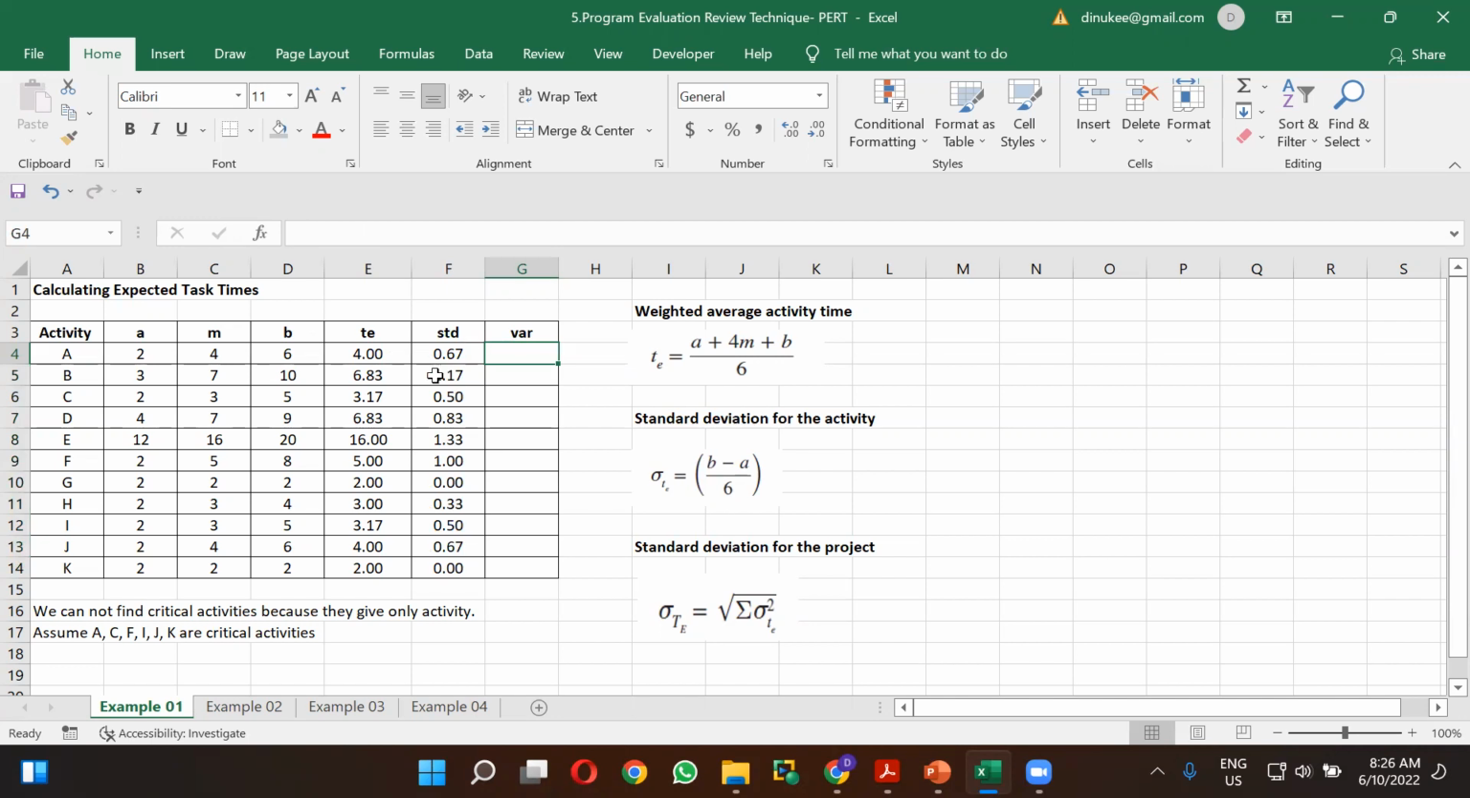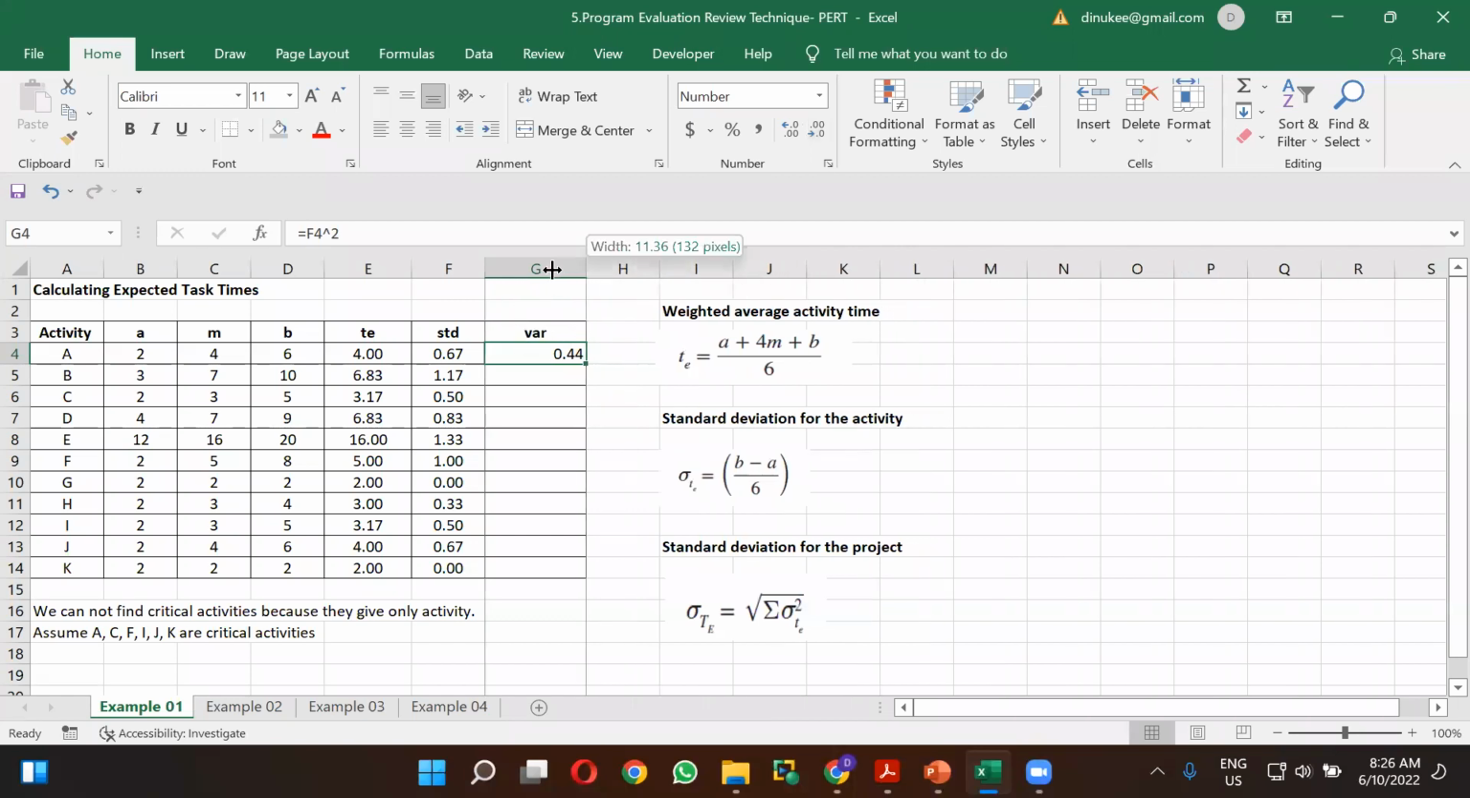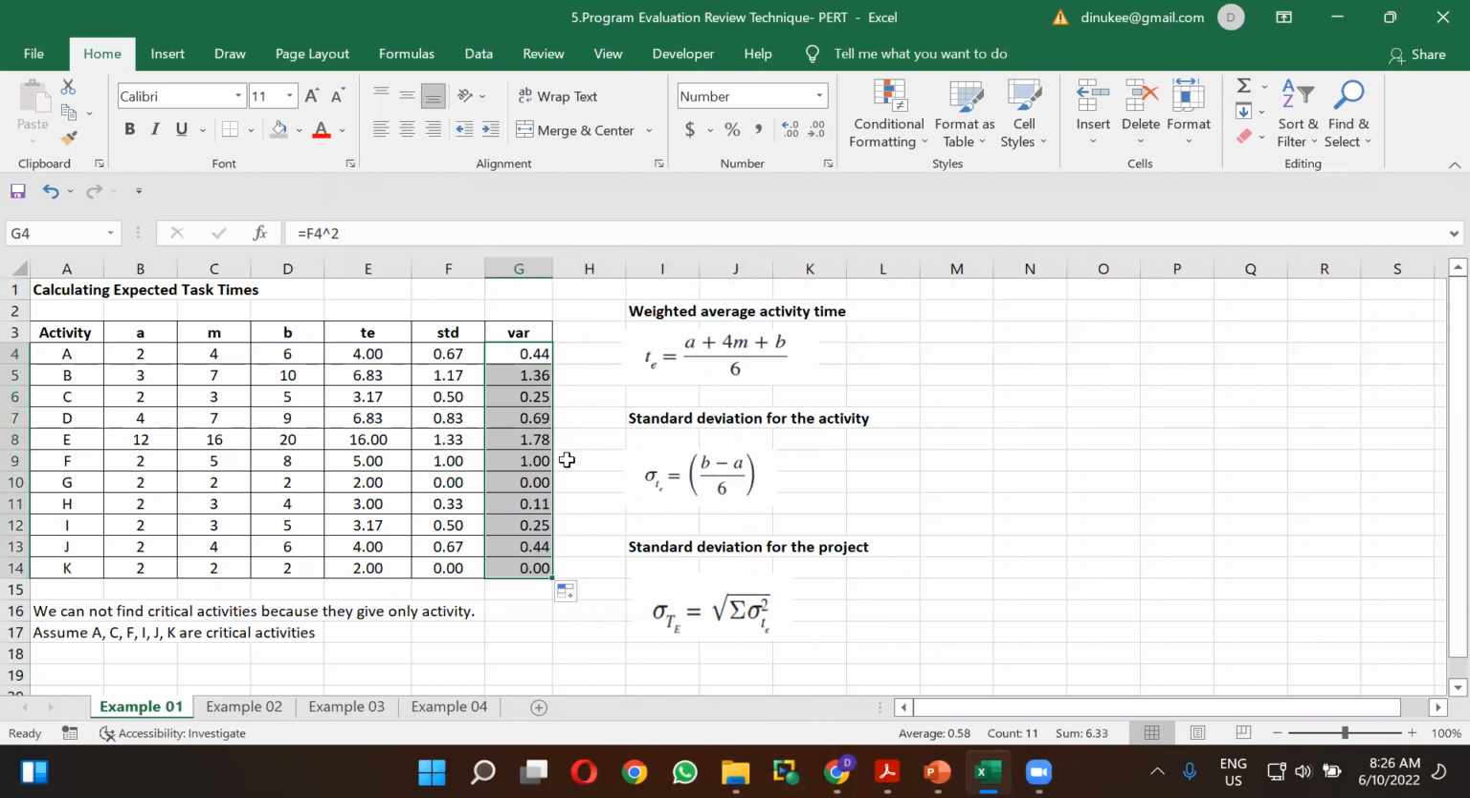After calculating this standard deviation, you have to take the power of 2. After calculating this similar answer, you can take the power of 2. Simply get the power of 2, and you can calculate the variance for each of these activities. So please do this calculation, standard deviation for each of these activities and variance calculation for each of these activities.